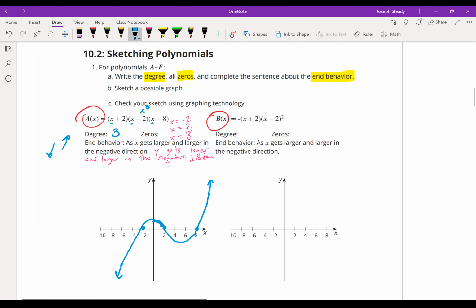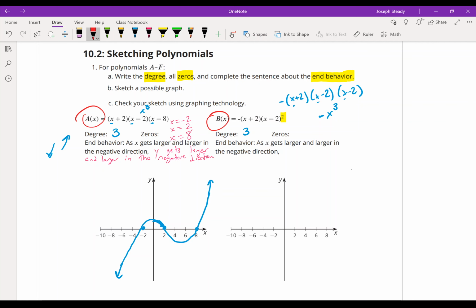On to b of x, and we go through a similar process here. A couple things I noticed right off the bat. This x minus 2 is squared, which means I can rewrite this equation as negative x plus 2 times x minus 2 times x minus 2. I'm rewriting that to make it clearer what my degree is going to be, because now I have x times x times x. I have 3 things being multiplied together, which means I have, again, x cubed, although this time I have a negative out front, so it's negative x cubed. So my degree is still 3.